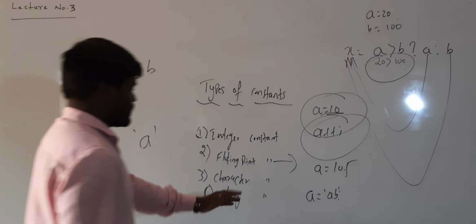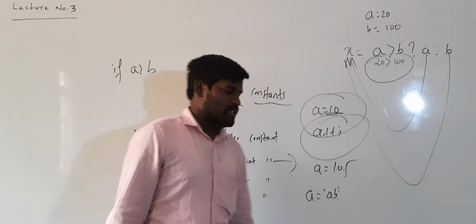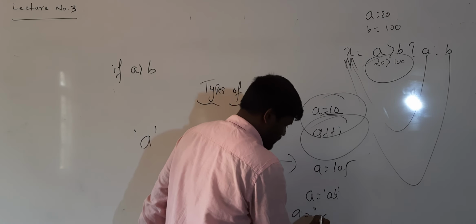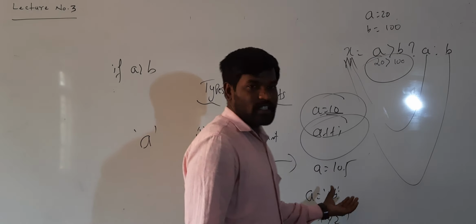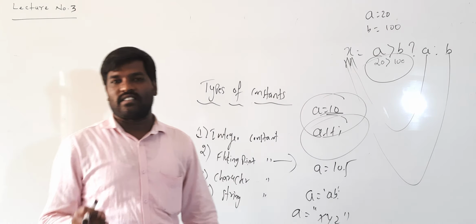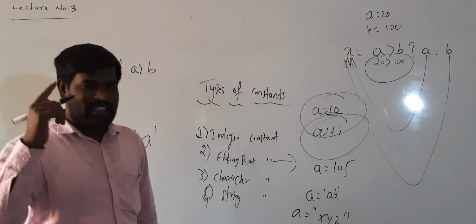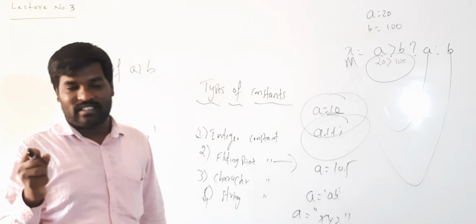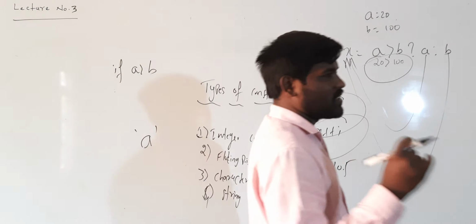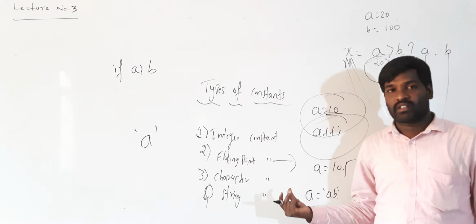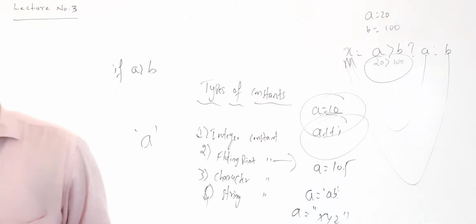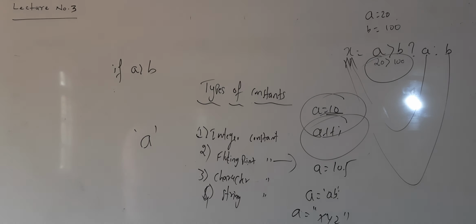Last one is string constant. Here a string is nothing but a collection of characters. For example, a is equal to "xyz". So within the double quotes, whatever you mention is nothing but the string. A single character indicates the character. String means it is a collection of characters. It means that more than one character can be defined inside the double quotes. Okay, so there are four types of constants. First one is integer constant, second one is decimal or floating point constant, third one is character constant, last one is string constant.